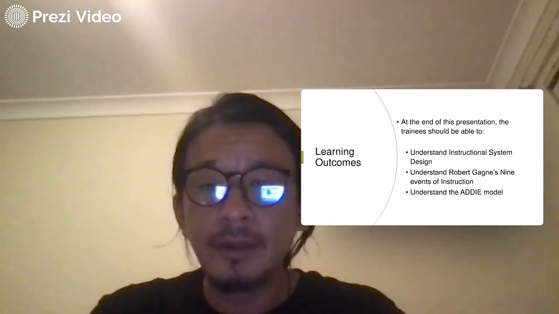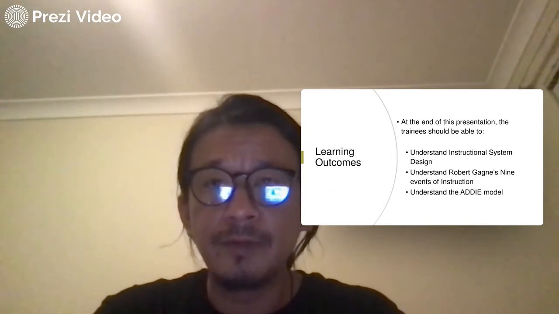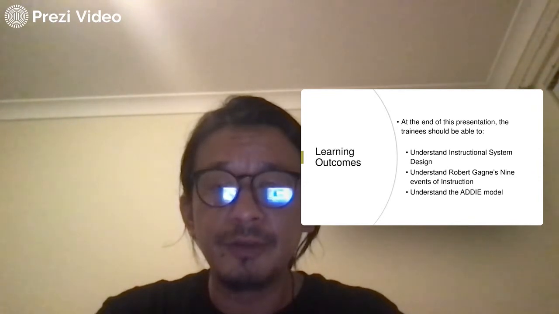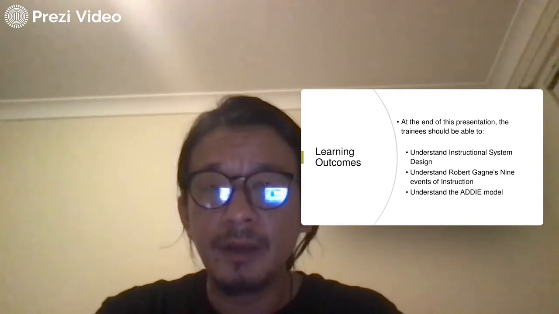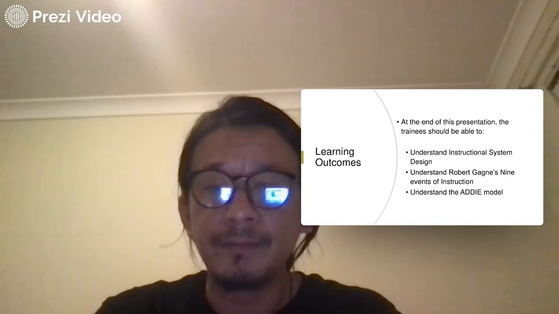The expected learning outcomes of this presentation is, by the end, the trainee should be able to understand instructional system design, understand Robert Gagne's 9 events of instruction, and understand the ADDIE model. First of all, we will define instructional system design.